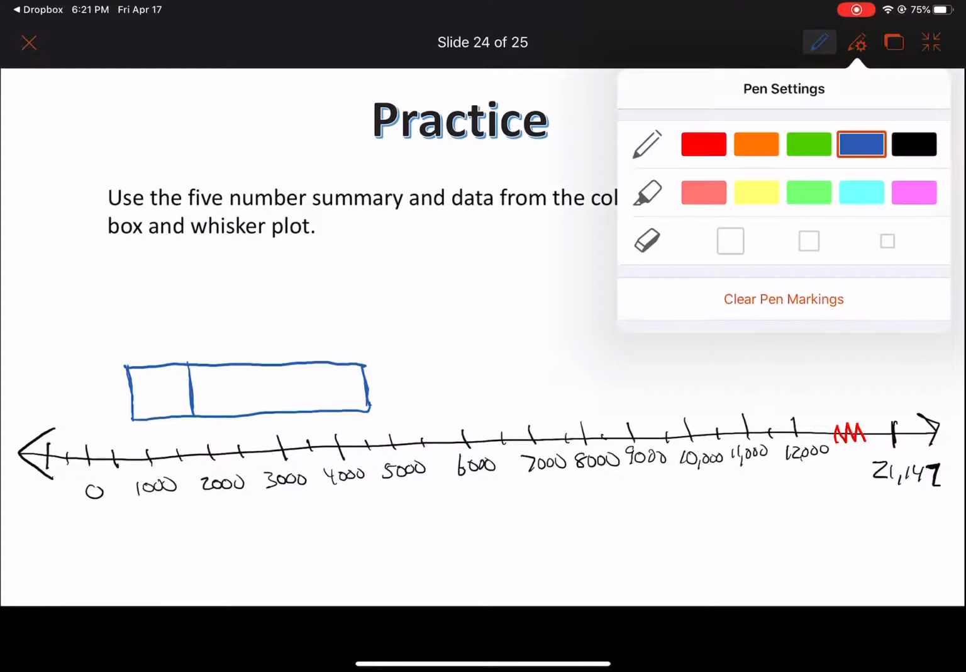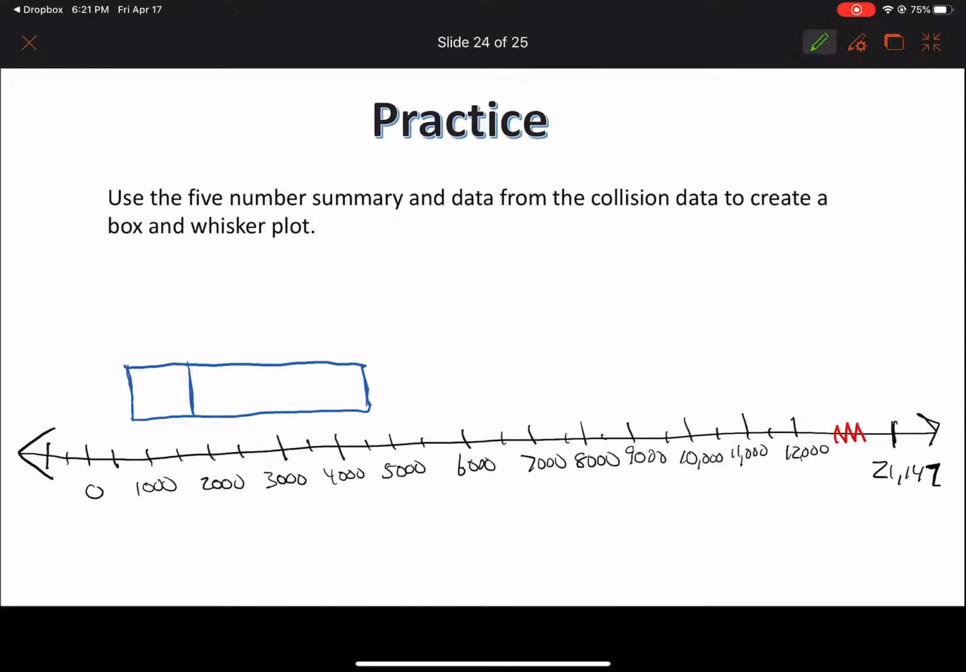Now we need to talk about our fences. In the last video, we calculated where our lower fence and our upper fence were. So my lower fence was way down here. It was a negative number, so I'm just going to put this way down here. It doesn't matter because none of our values were negative, so it's not going to really factor into things. Our upper fence, on the other hand, is going to matter. Our upper fence was 11,799. So I'm going to put my upper fence about right here. This is a good spot for it.